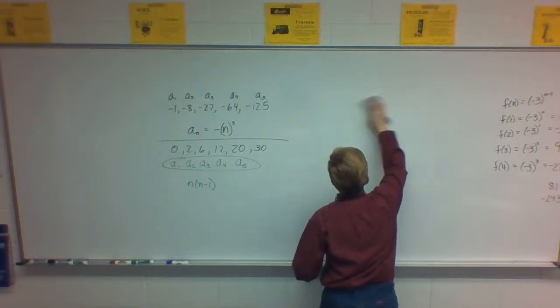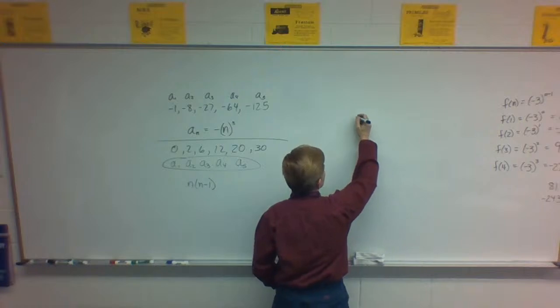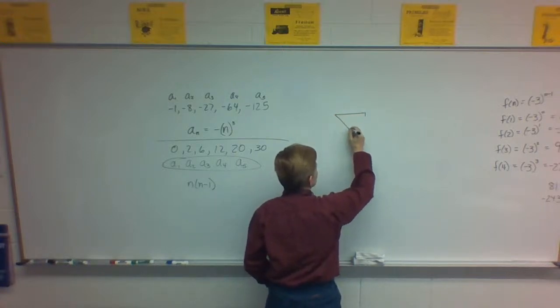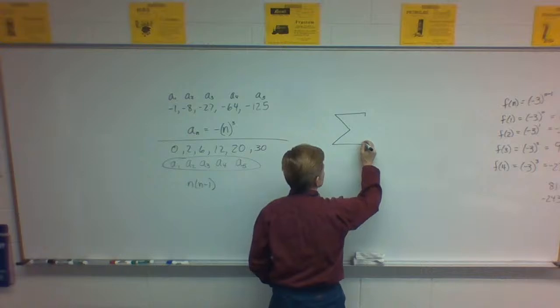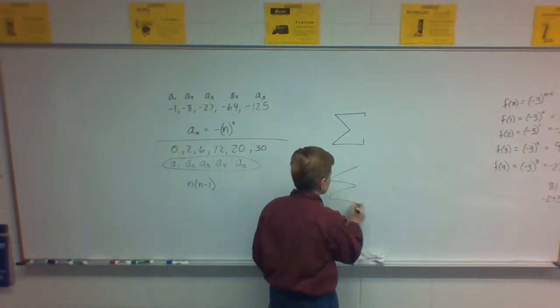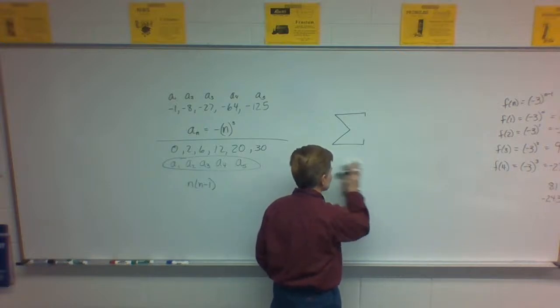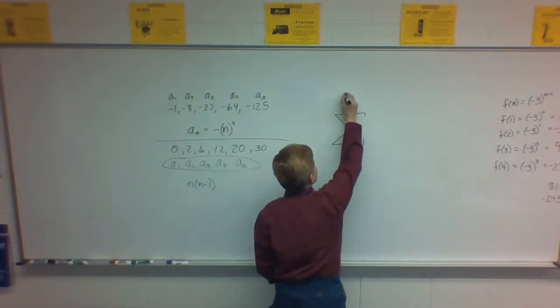Summation notation. I'm going to draw it correctly the first time, and after this, I'm just going to draw it quick. It is the Greek letter capital S. That's what it looks like. In the future, you'll see me just go like this. People think it's an E. It's not an E. It's an S. And it stands for sum.